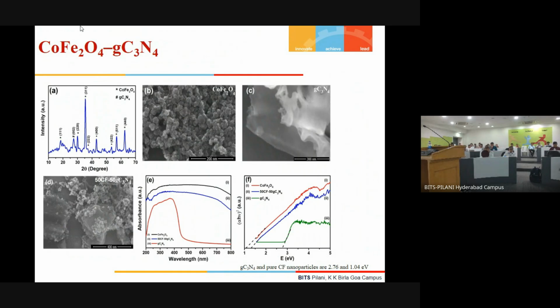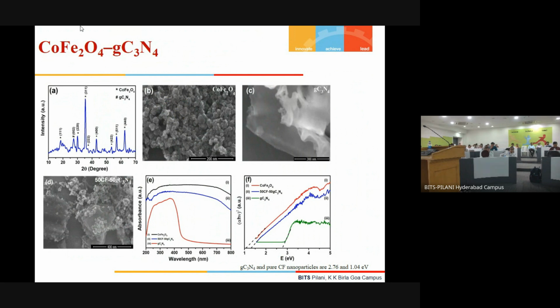One of the issues that layered structure materials, 2D materials, face is that after running a couple of catalytic cycles, their structure collapses. So maintaining the layered structure is also very important, and these nanoparticles can act as a spacer in between the layers.